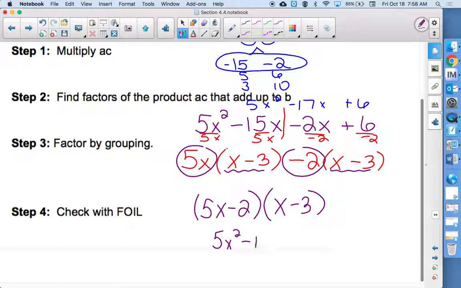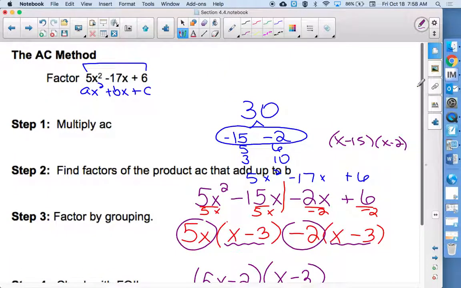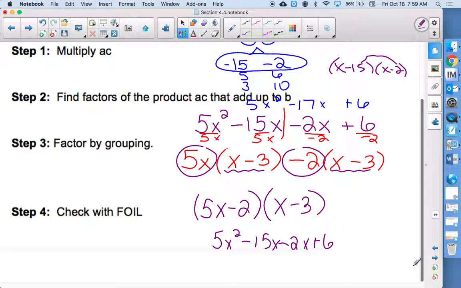Here's a negative 15x. Here's my negative 2x. And then that plus 6. So it really does work by using this grouping method. But I cannot just simply take those two numbers and say x minus 15 and x minus 2, because that doesn't give me my original problem. Because if I FOIL this, I would get an x squared, a negative 17x, and a positive 30. And I don't have a positive 30 or just an x squared. So this is the AC grouping method.